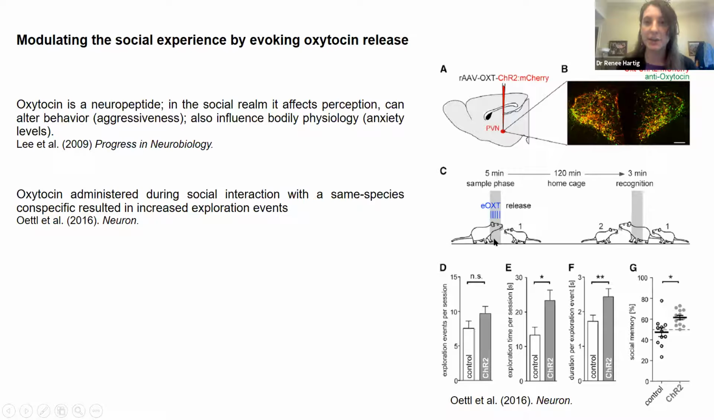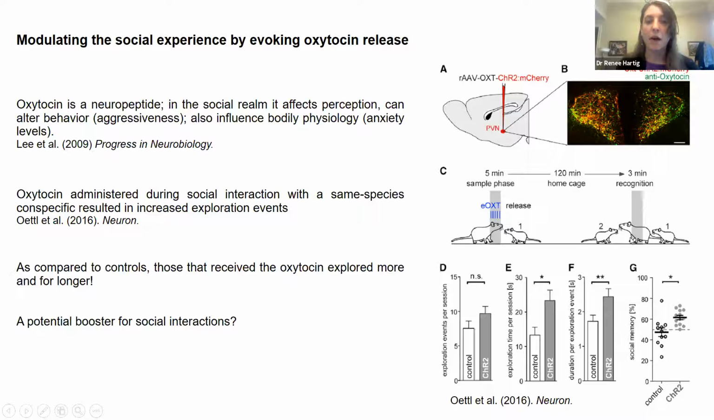So what you could see is during a sample phase where 2 mice interact, and during that interaction, oxytocin is triggered optogenetically by light pulses. You can see that during the recognition phase, not only were there more events of exploration between these mice, but also the amount of time spent exploring was longer. So this served to put forth another question. Could oxytocin be a booster for social interactions?